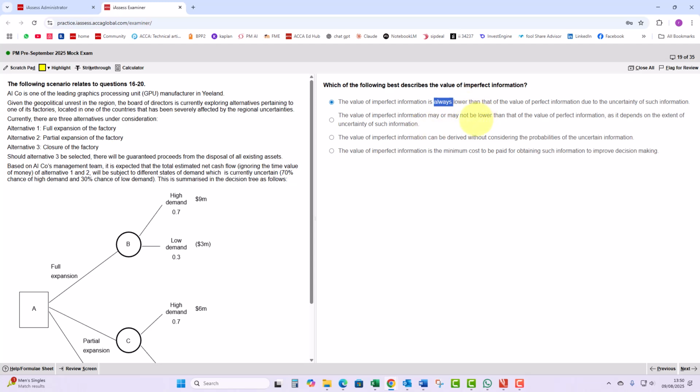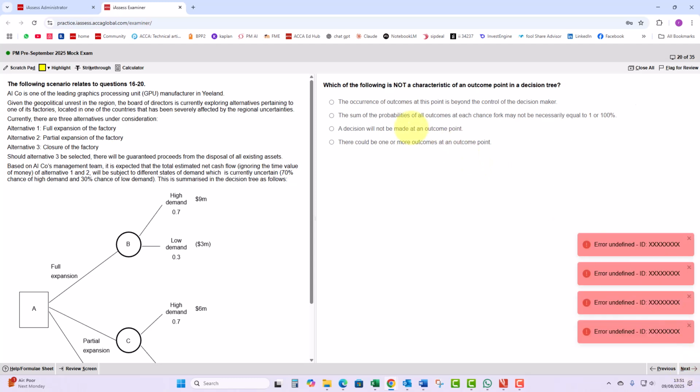That's in conflict with the correct one above. The value of imperfect information can be derived without considering the probabilities of the uncertain information. No, it's all based on probabilities. That's how we can calculate the value of perfect and imperfect information. The value of imperfect information is the minimum cost to be paid for obtaining such information. No, it's the maximum cost.